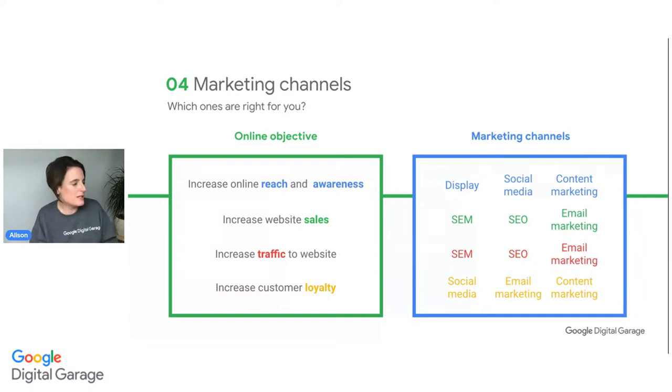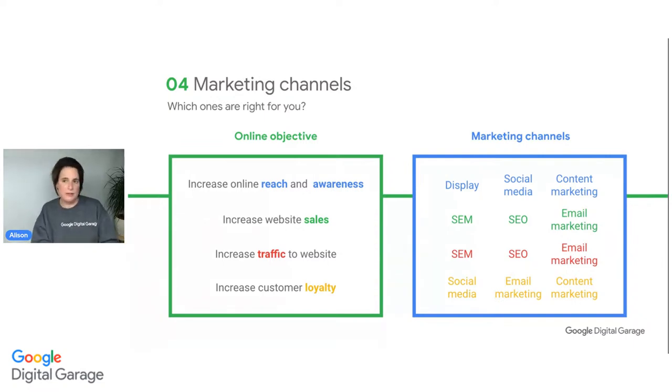So if your online objective is to increase online reach and awareness, you might want to consider display, social media, and content marketing, because all of those channels have the benefit of being able to increase your reach and awareness. If your online objective is to increase sales on your website, what about search engine marketing, search engine optimization? Search is somewhere people go with intent. They're looking for something. They're usually at that point of the customer journey when they're ready to buy. And email marketing for those existing people who are aware of you already.